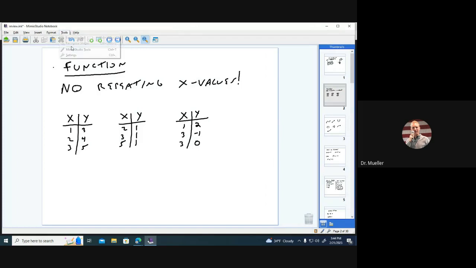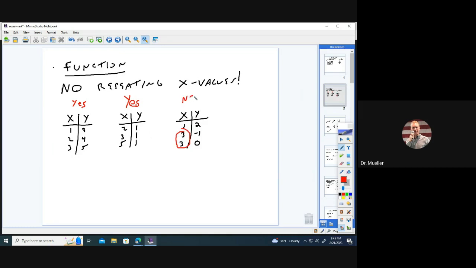Let's review functions. A function cannot have any repeating x values. That's the key thing with the function. Of these three tables, this is a function because each of the x values is different. This one's a function because each of the x values, again, is different. This one is not a function because we end up with repeating x values.